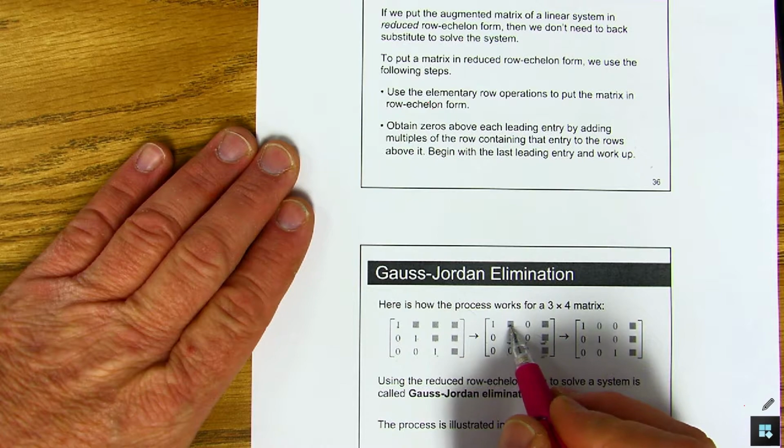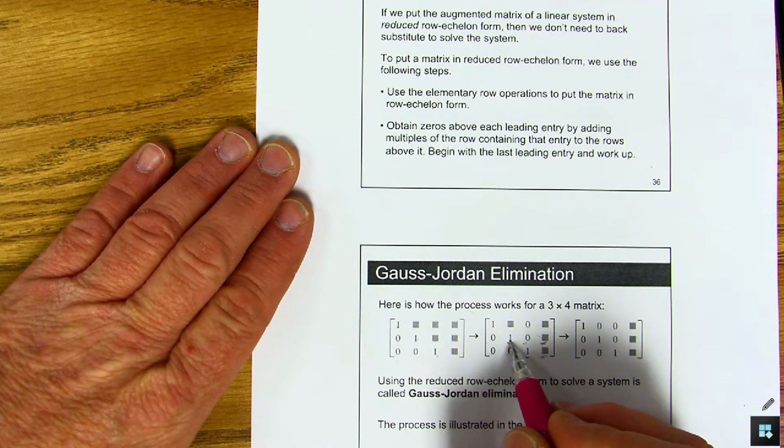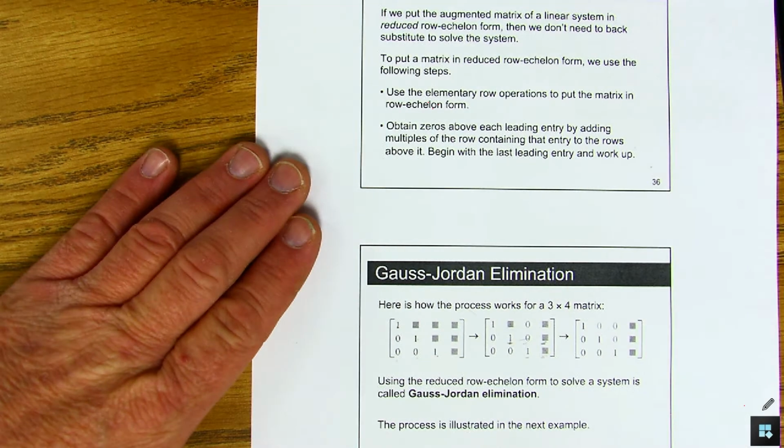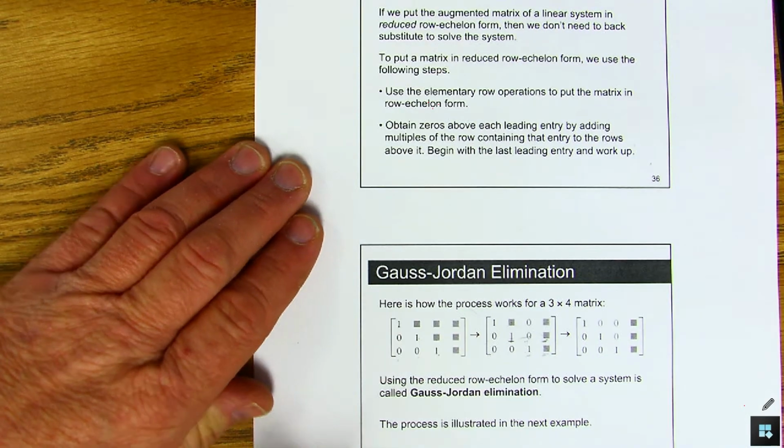And then to get rid of this, you're going to multiply this one here by something and add it to here to get it to be 0. And then it goes. So this is called Gauss-Jordan elimination. I'm going to show you in the next example.